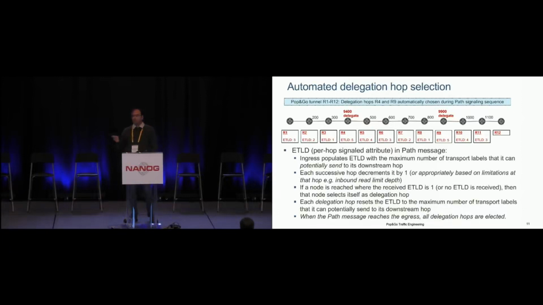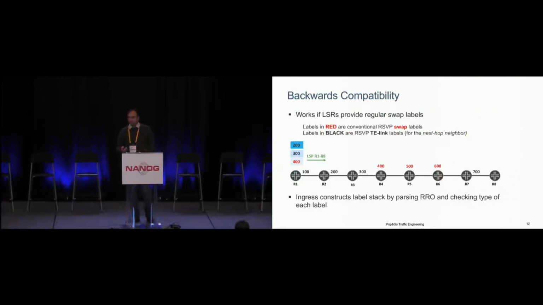So when the path message starts on the ingress, gets to the egress, the delegation hops have already been auto selected in the network. And so that's just how it actually works. These delegation hops and labels can actually be shared across different LSPs going across the same path, having the same stack, can actually share these delegation hops and segments.